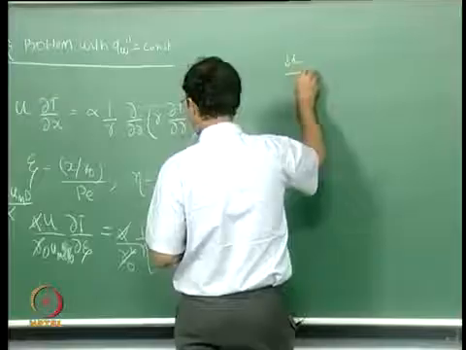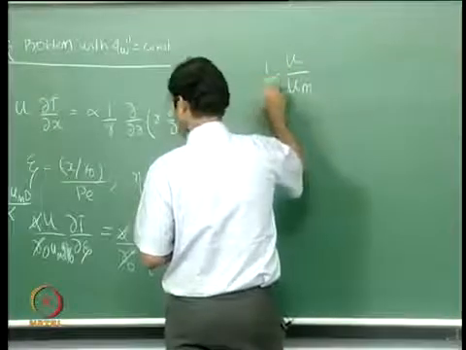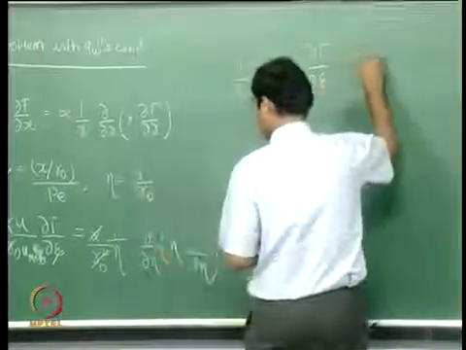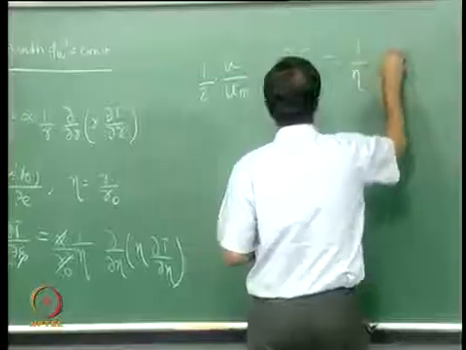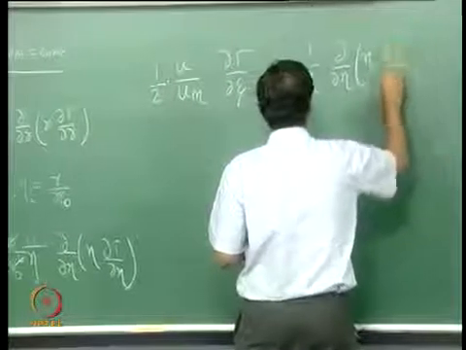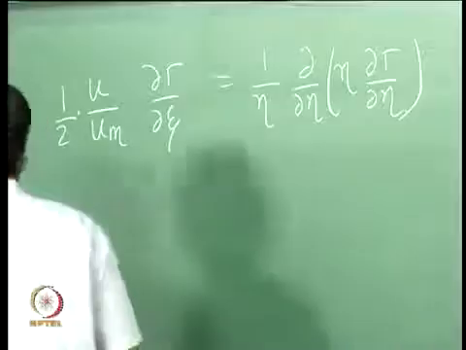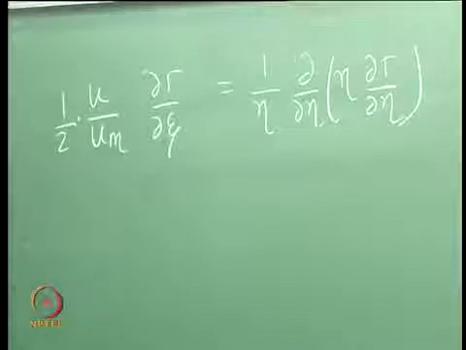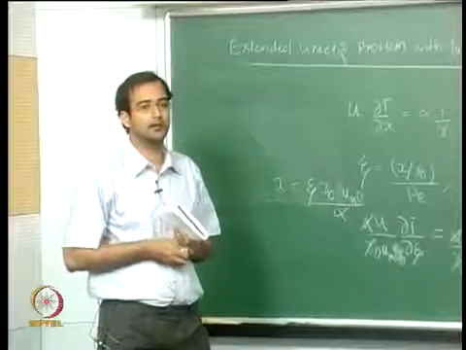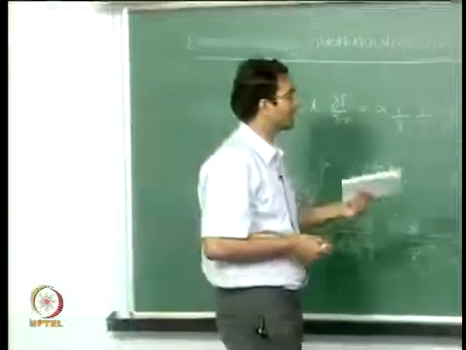u by um into 1 by 2 dT/d zeta, which is equal to 1 by eta d/d eta of eta dT/d eta. Now comes the velocity profile which you want to use. If you want to use a fully developed parabolic velocity profile, then you substitute the appropriate relation.